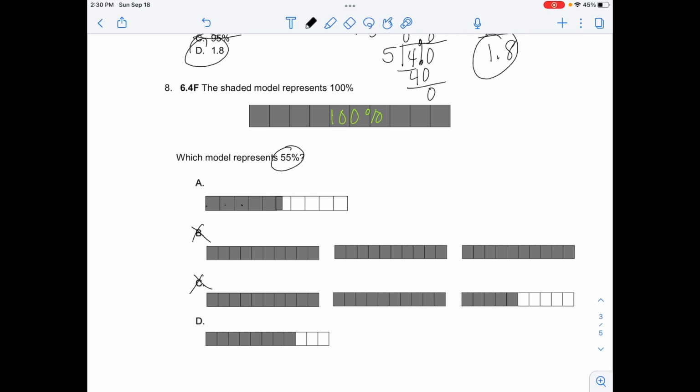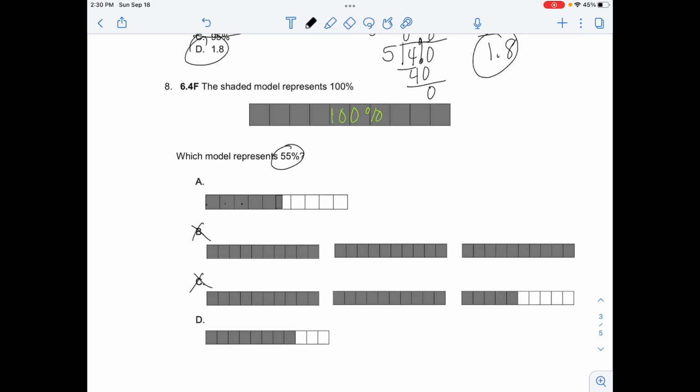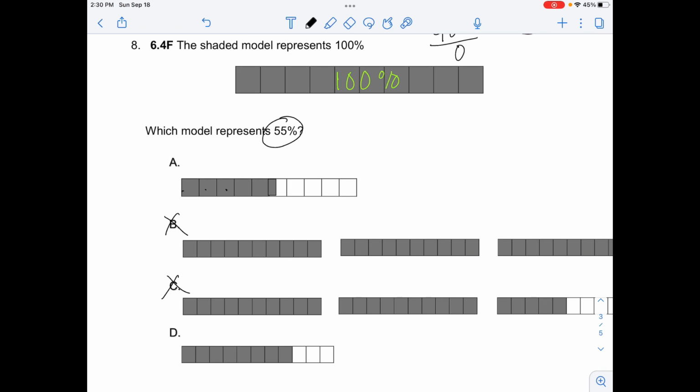Now let's go check between A and D. So in A, I have 1, 2, 3, 4, 5, 6, 7, 8, 9, 10. I have 10 spaces, so these are all counting by 10%. So I have 10, 20, 30, 40, 50. Then I have half of the one that represents 60%. So this is equivalent to 55%. So my answer is A.